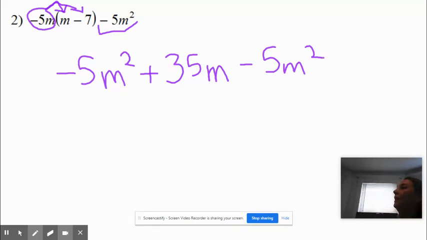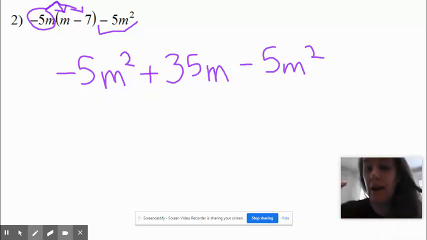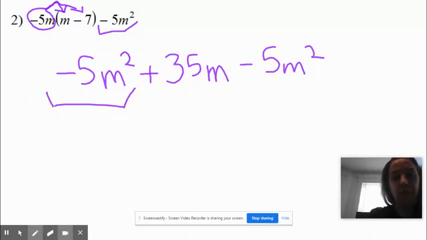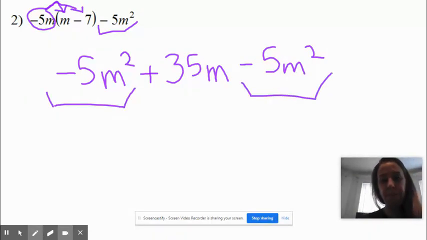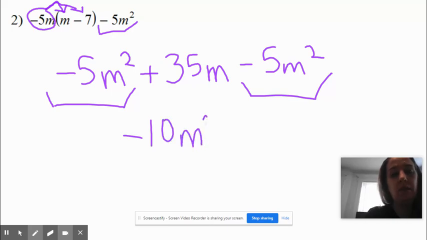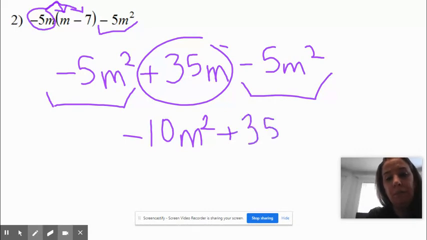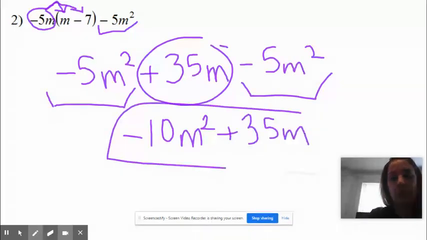Just like you can only combine x's with x's, y's with y's, regular numbers with regular numbers, now our exponents play a role. We can only combine m squareds with other m squareds. So negative 5m squared minus 5m squared becomes negative 10m squared. And this guy, there's no other m term, like just m, so it just comes down. And that is your final answer.